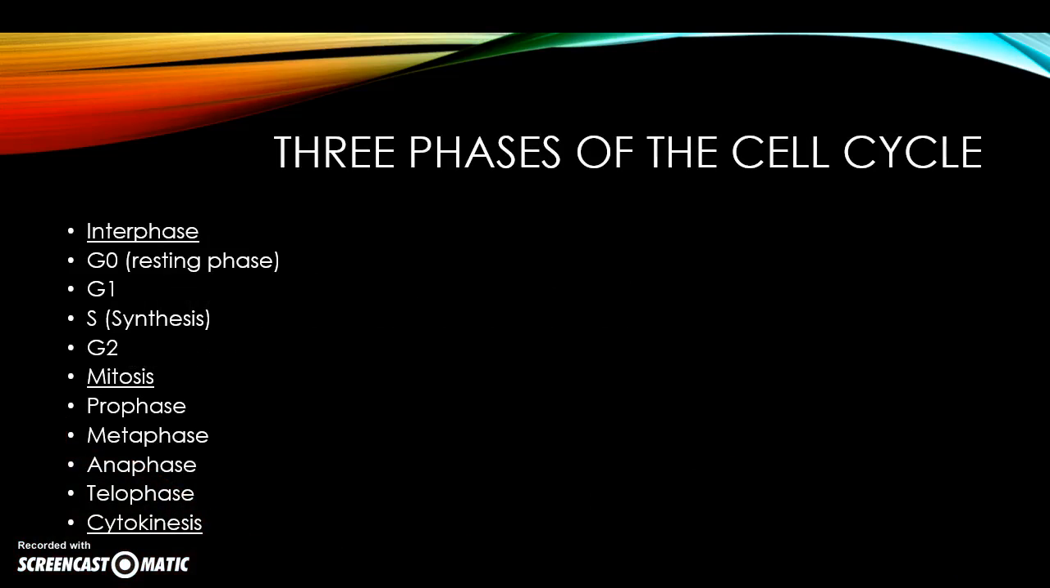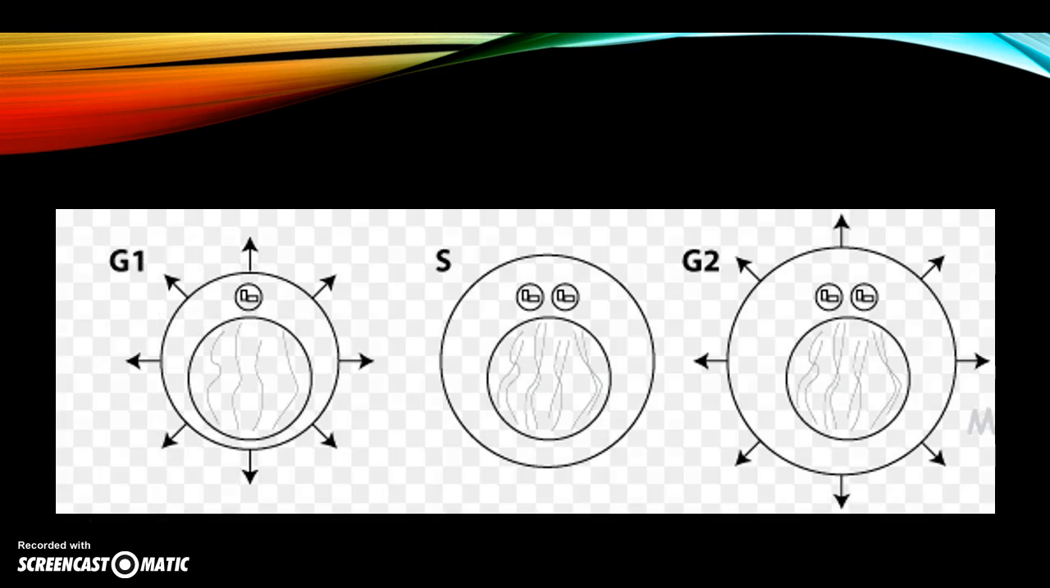The cell cycle has three main phases and is constantly regulated by the three checkpoints found within. The three phases include interphase, mitosis, and cytokinesis.